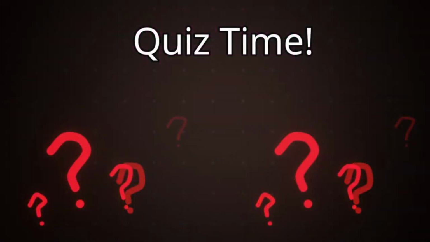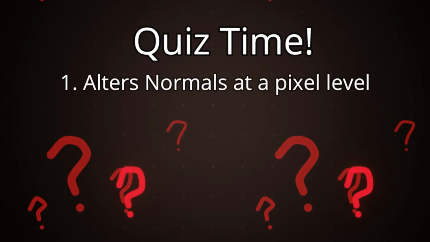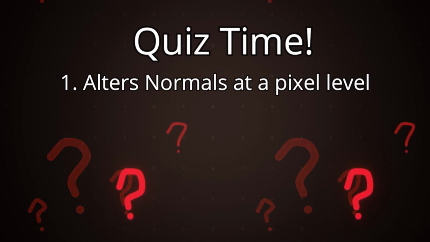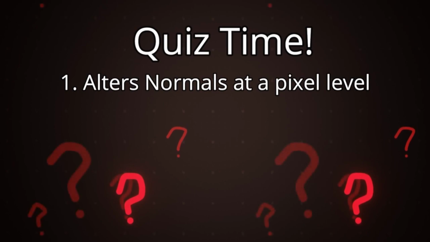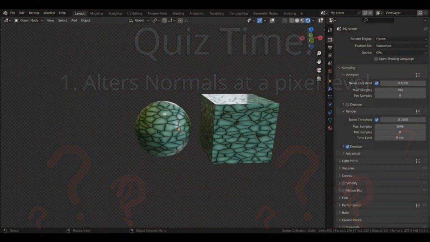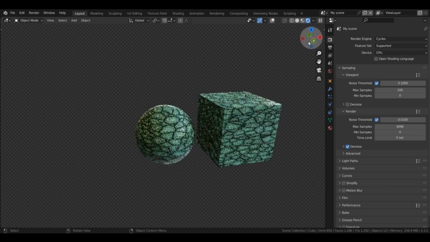Number 2. How does a normal map alter the normals of the mesh it's applied to? A normal map will alter each normal of the face at a pixel level, and this will be determined by the normal map we plug it into. Cool thing about this is lighting and materials will affect this normal effect as if it were modeled geometry, which makes normal maps really powerful.